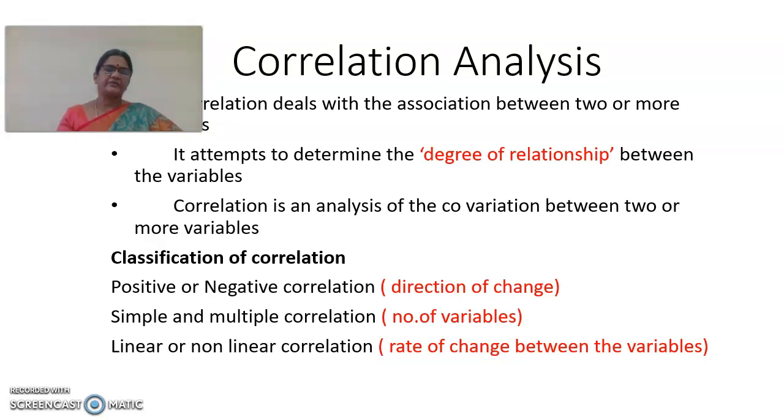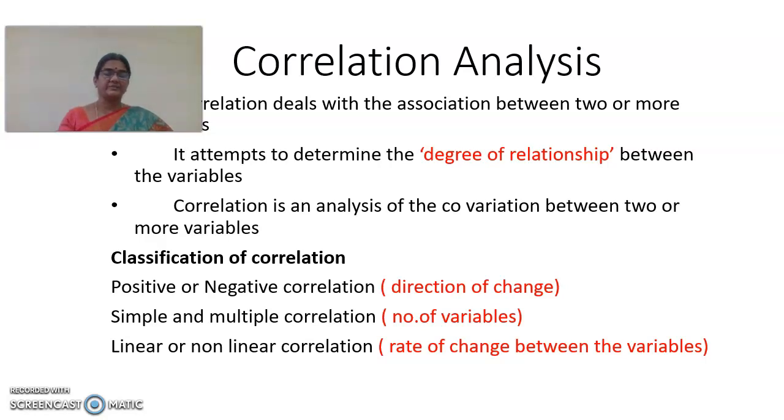What we are trying to find out from the correlation analysis is the degree of relationship between the variables. So, is there any relationship existing between two or more variables, and what is the degree? Based on that we can say whether the two variables are related or not. In other words, we can also define correlation as an analysis of the covariation between two or more variables.